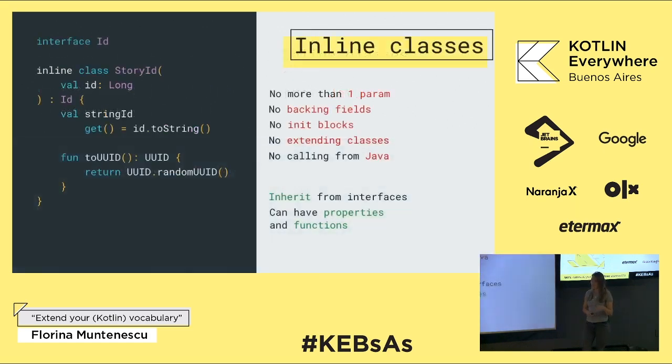Okay, so inline classes. They're great because they provide this idea of just being a wrapper. They provide this strongly typed functionality that we need. And Kotlin allows this by providing a series of limitations. We can't have more than one parameter. We can't have backing fields, init blocks. We can't extend classes. And unfortunately, we can't call these from Java. But also, they're quite flexible because they can inherit from interfaces and can have properties and functions.